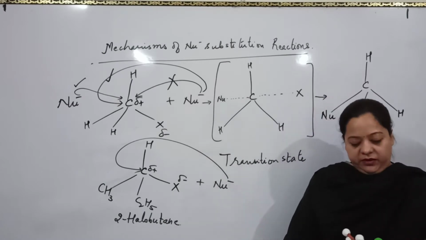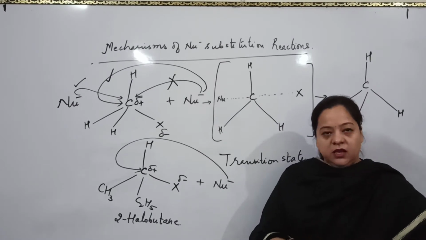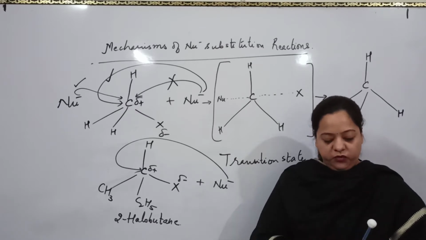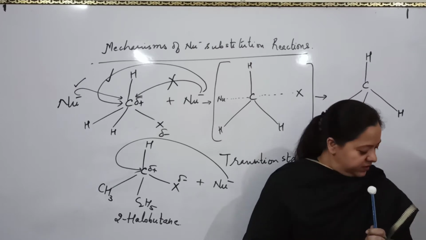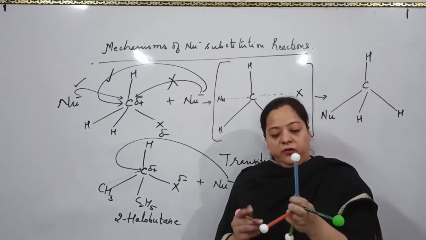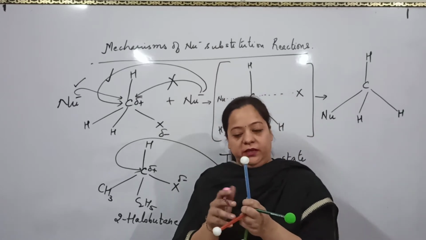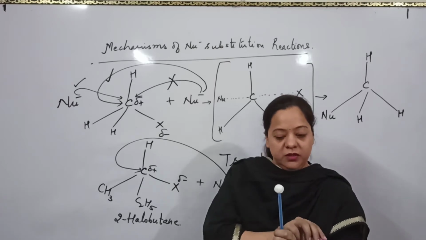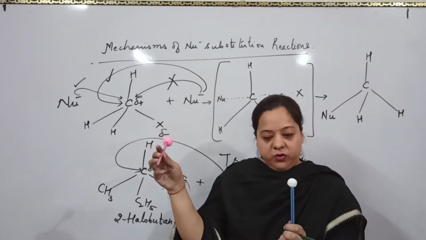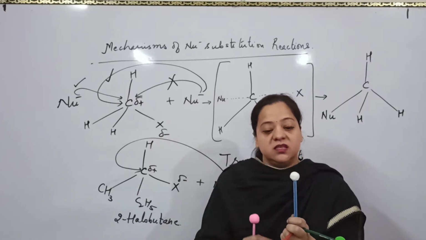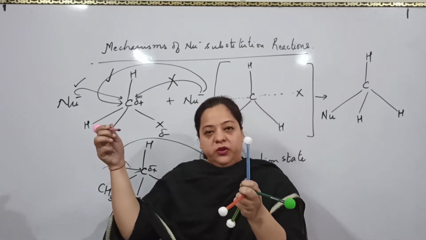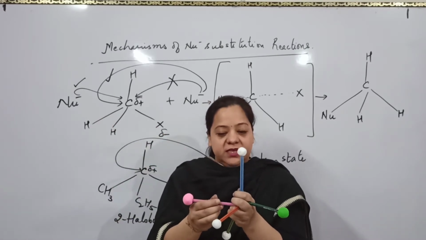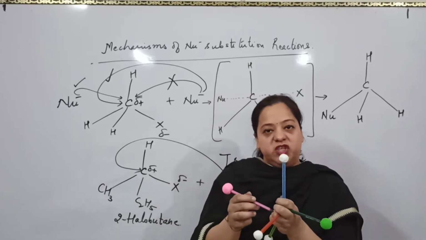Now, let's consider a tetrahedral structure. In my fist is the central carbon atom, which is tetrahedrally surrounded by 4 groups. Suppose these are the 3 H atoms. This is the halogen, the leaving group, and the incoming nucleophile. As these groups are the smaller groups, the incoming nucleophile can attack from the opposite side and there will be simultaneous bond formation and bond breaking.